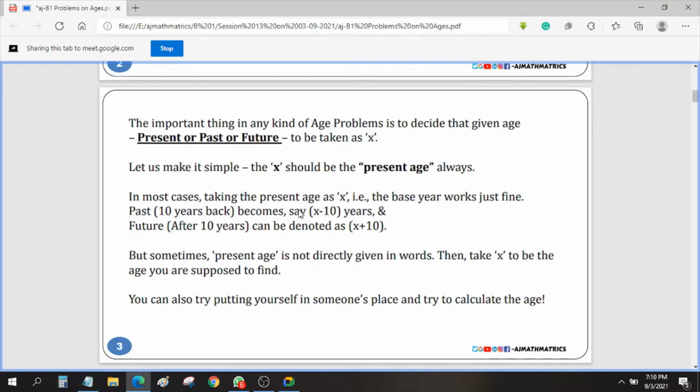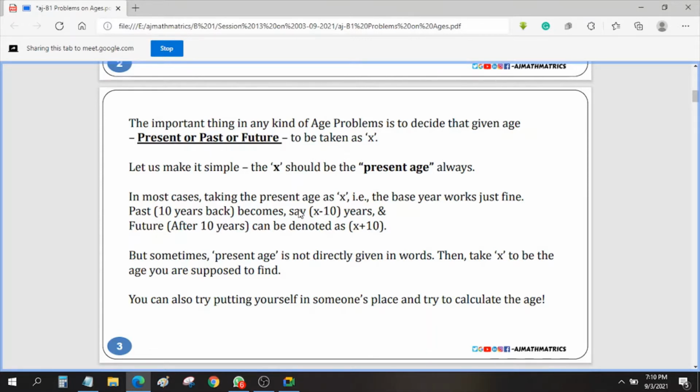Now, after deciding, let us make it so simple: x should always be the present age. This gives you more comfort when you take x as the present age. Generally, if it is given like the present age of Ajay is something, and 10 years back the age of Ajay is 20 years, and you place a variable like Ajay's age 10 years back is x, then asking what the age of Ajay is now will be more confusing.